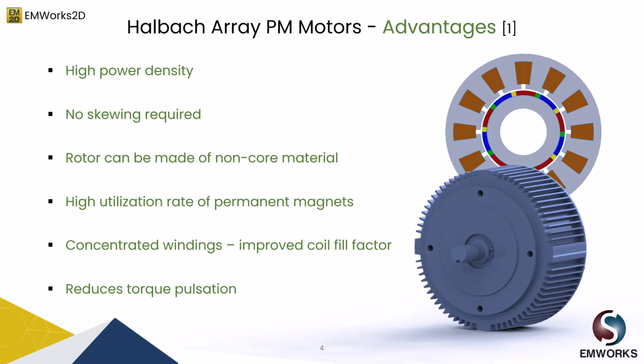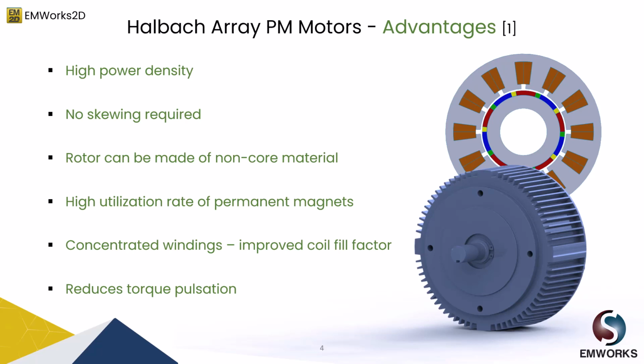Next, the rotor can be made up of non-core material. Because of the self-shielding effect of the Halbach array magnets, it is no longer required to use magnetic materials to provide a path for the rotor flux, which not only provides a greater choice of materials for the rotor but also allows the system to have a lower moment of inertia and better rapid performance response.